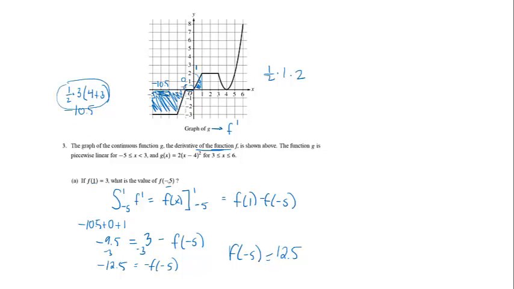All right, we would get 1 point for the proper integral setup. So if we have this setup going on right here, we'd get a point. And then if we got the right answer, we'd get another point.